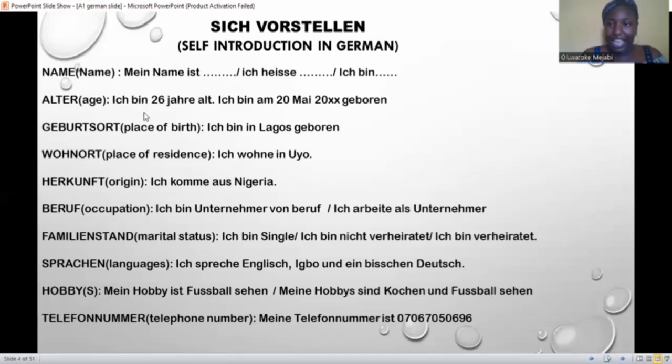You can decide to call it the exact name it's called. Do you understand? And not the way it's called in German. Ich komme aus Nigeria. Then let's look at Beruf. Beruf means occupation.